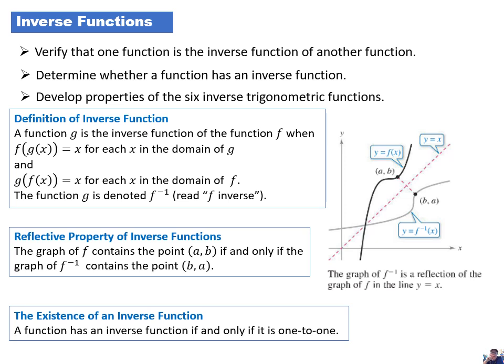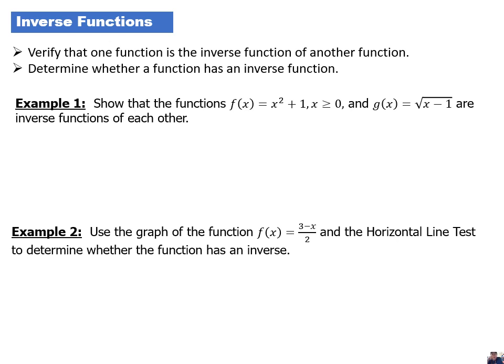The existence of an inverse function: a function has an inverse function if and only if it is 1 to 1. So it has to pass the horizontal line test as well as the vertical line test. Vertical line test is for whether it's a function. Horizontal line test is for whether it's 1 to 1, which means its inverse is also a function. So we're going to verify that one function is an inverse of another function and determine whether a function has an inverse function.